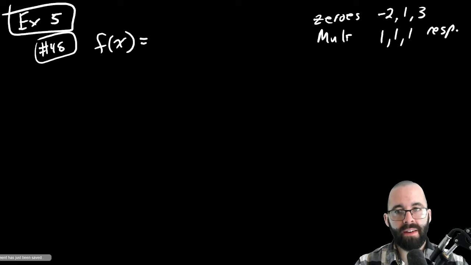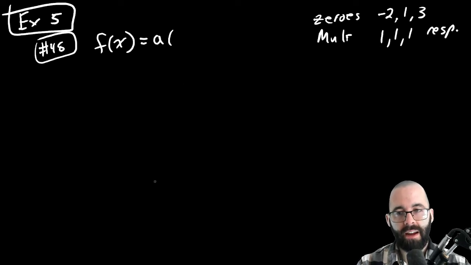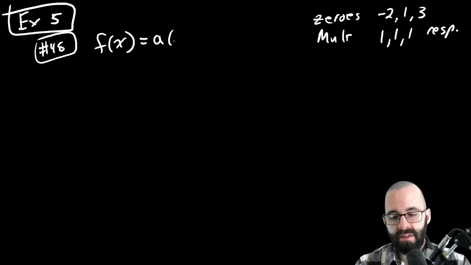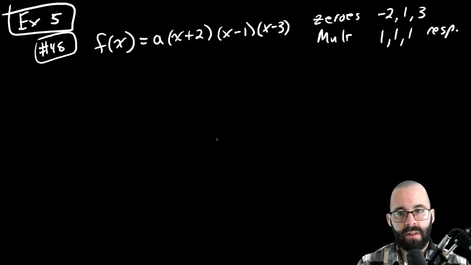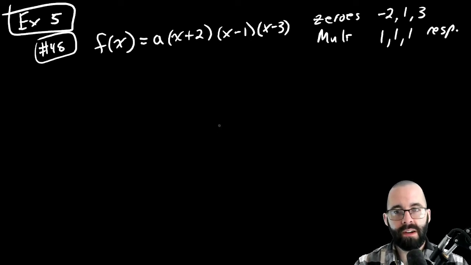Let's incorporate that into our answer. I don't know if there's a number in the front, so just put an A there for now. I don't know what scaling that is, but I know there's a 0 at -2, multiplicity 1, a 0 at +1 with multiplicity 1, and a 0 at +3 with multiplicity 1. So really all that's left is to find that A value, and we'll incorporate everything that we need to incorporate.